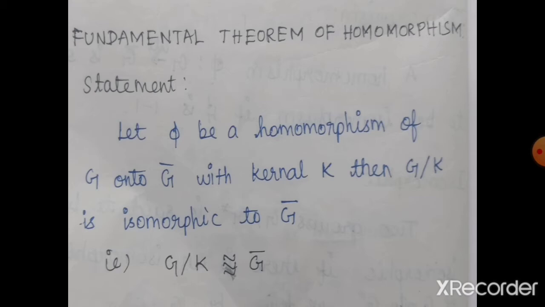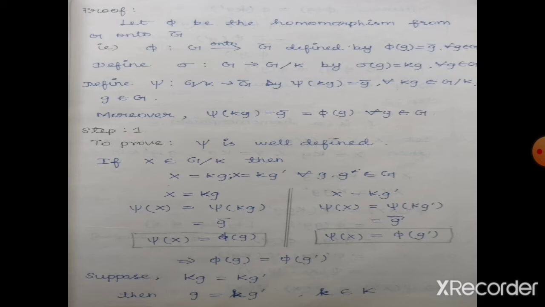So here is the proof. First we consider the mapping phi, the homomorphism from G onto G bar. Phi from G onto G bar is defined by, as you already know the definition of a mapping from G to G bar, we take an element g from G, and the image phi of g is an element of G bar. So phi of g is equal to g bar, for every g belonging to G.